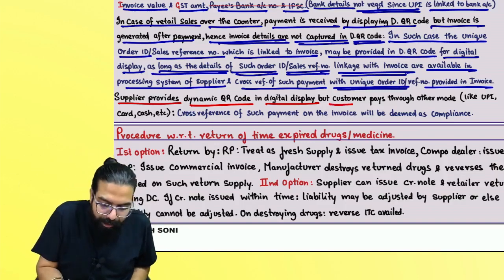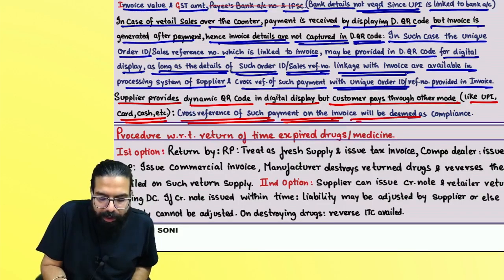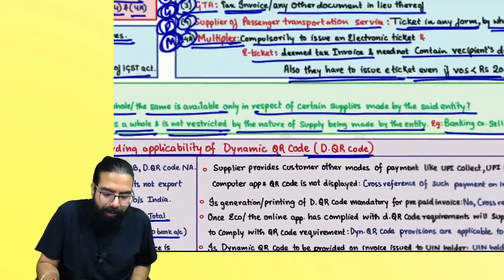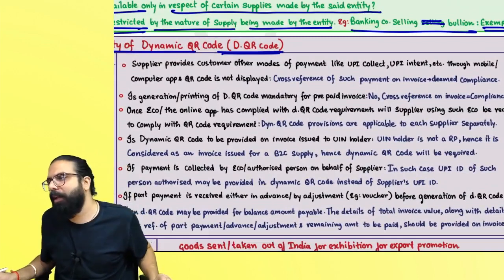So it says, if the customer pays through other modes like UPI, cash, card, cross-reference of such payment on the invoice will be deemed as compliance. It means how will I do the compliance in this scenario? Just make a cross-reference of how we received the payment.